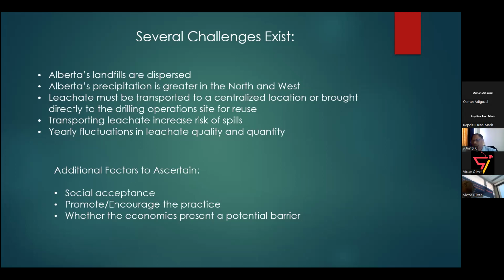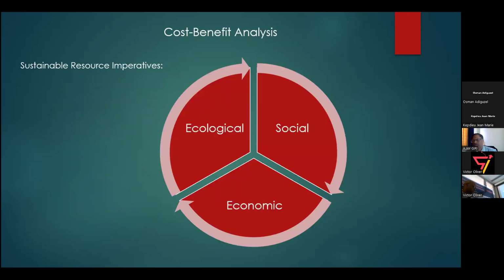Okay, perhaps transportation costs, and that might be it, and that would be a significant saving for the oil and gas sector. All right, so that's a nice segue into that. If you look at the cost-benefit analysis, you'll have all three factors, essentially in a closed-loop, dynamic way: the ecological, the social, and also the economic.